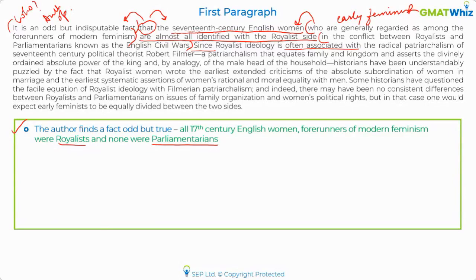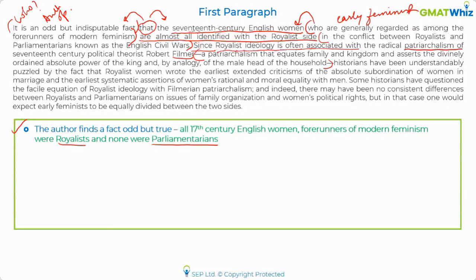Because royalist ideology is often related with something called radical patriarchalism. Let's say I don't know what it is. Of 17th century political theorist Robert Filmer. All right. So because royalist ideology is kind of linked with patriarchalism of, let me put it this way, Filmer. And then I notice there is this information within dashes. I'll come back to this, but first I'll complete my sentence. So my sentence is from here to here. Okay, let me read on.